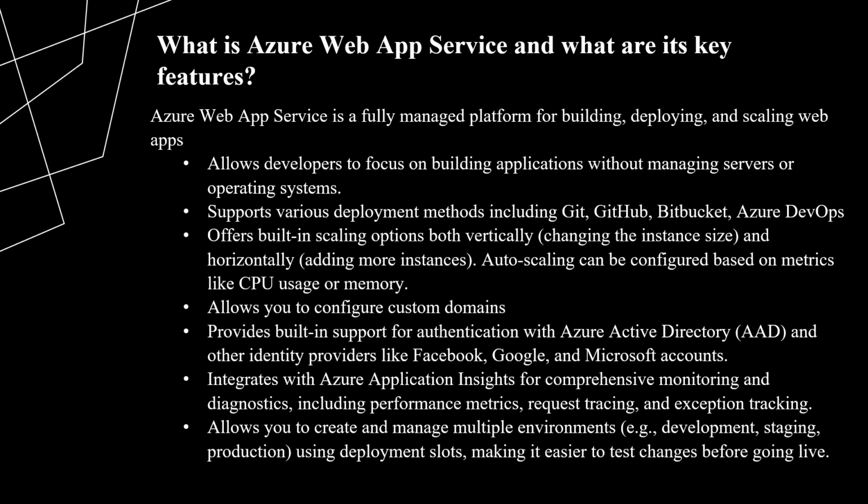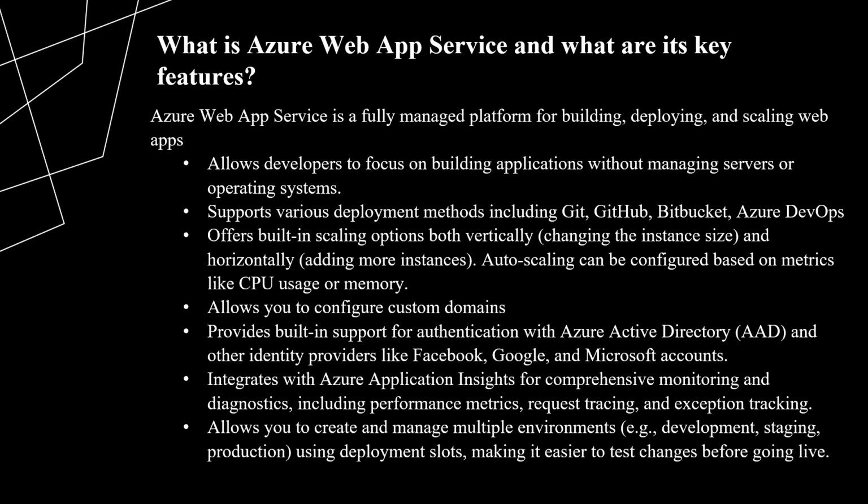What is Azure Web App Service and what are its key features? Azure Web App Service is a fully managed platform for building, deploying, and scaling web apps. Allows developers to focus on building applications without managing servers or operating systems. Supports various deployment methods including Git, GitHub, Bitbucket, Azure DevOps. Offers built-in scaling options both vertically, changing the instance size, and horizontally, adding more instances.